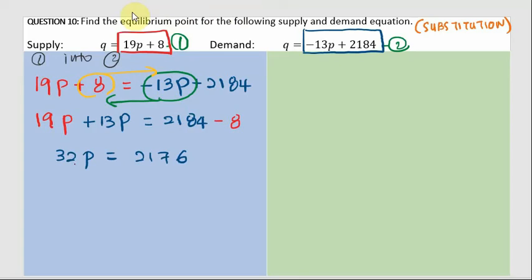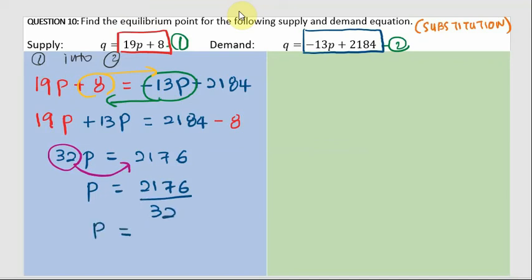Now bring 32 to your right. Then you have 2176 divided by 32. What is your P? Your P is 68. P is price, therefore P is RM68.